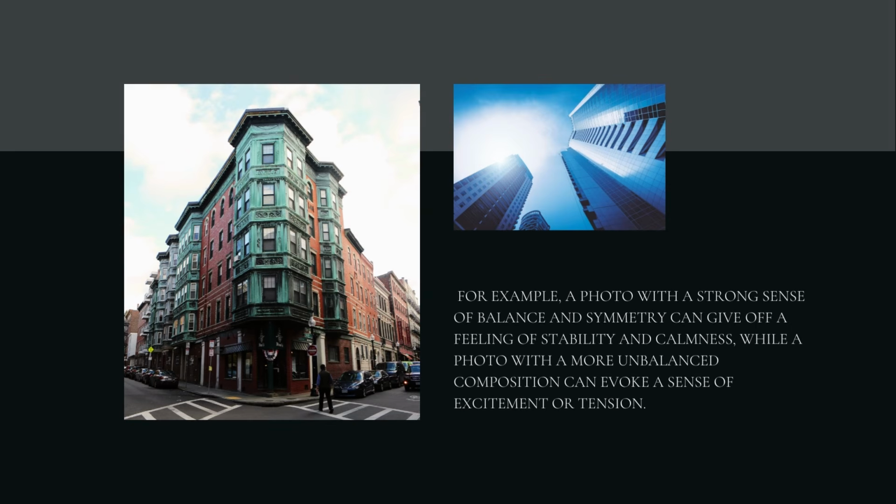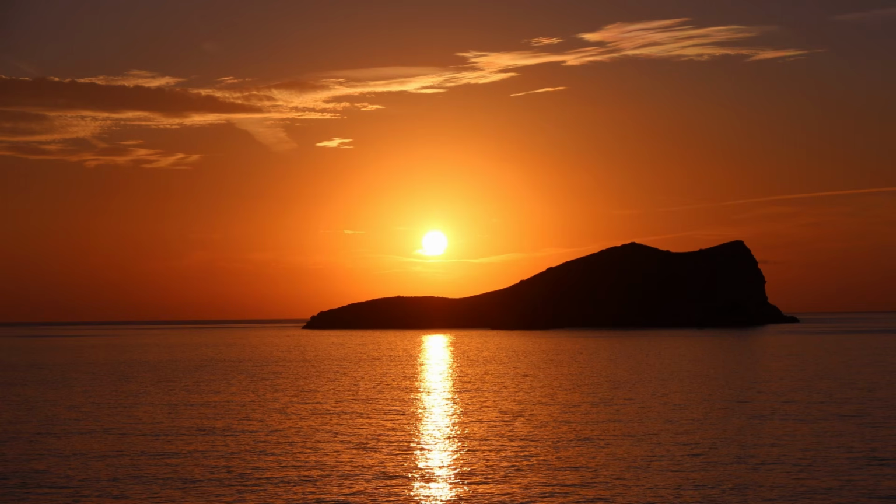While a photo with a more unbalanced composition can evoke a sense of excitement or tension. An example of balance in photography can be seen in a photo of a sunset where the sky takes up the majority of the frame, but the reflection of the sun on the water provides a strong, symmetrical element to balance out the scene.